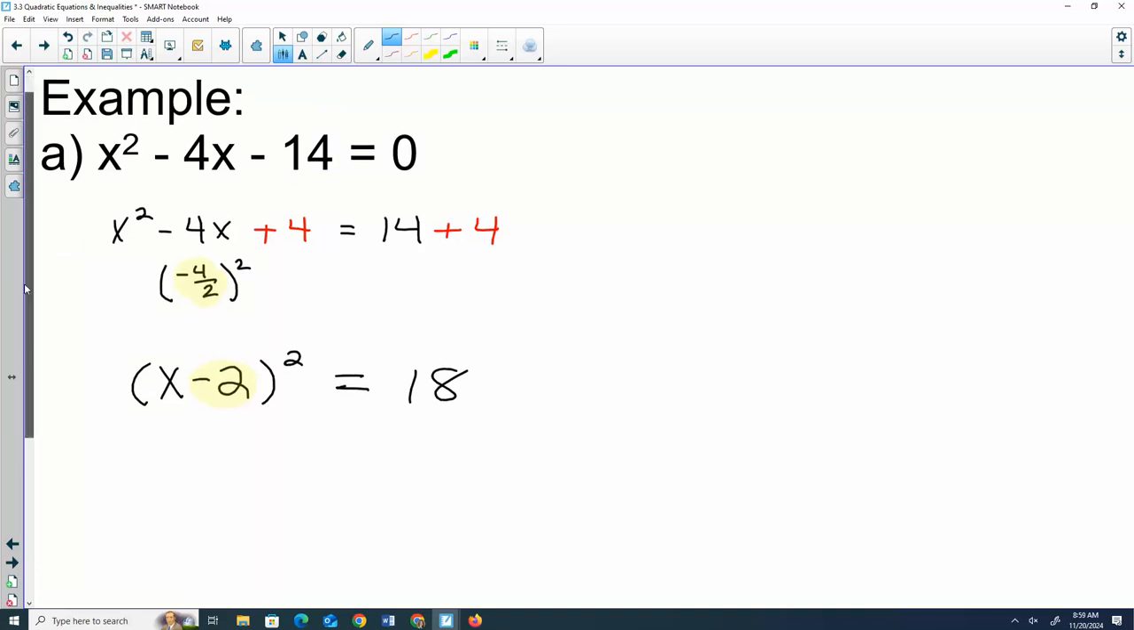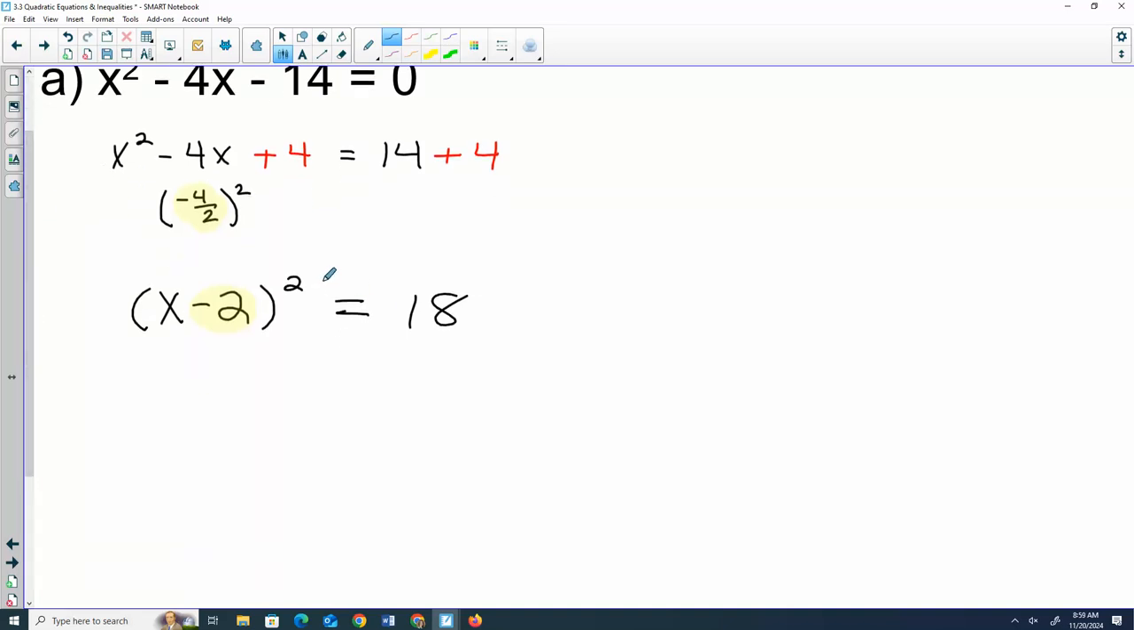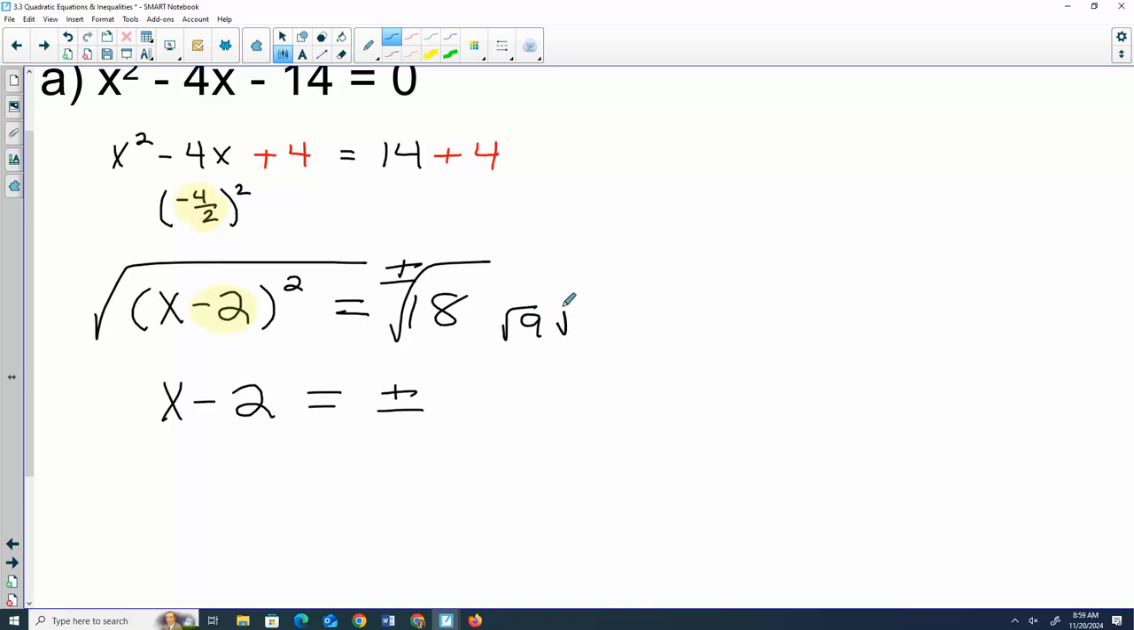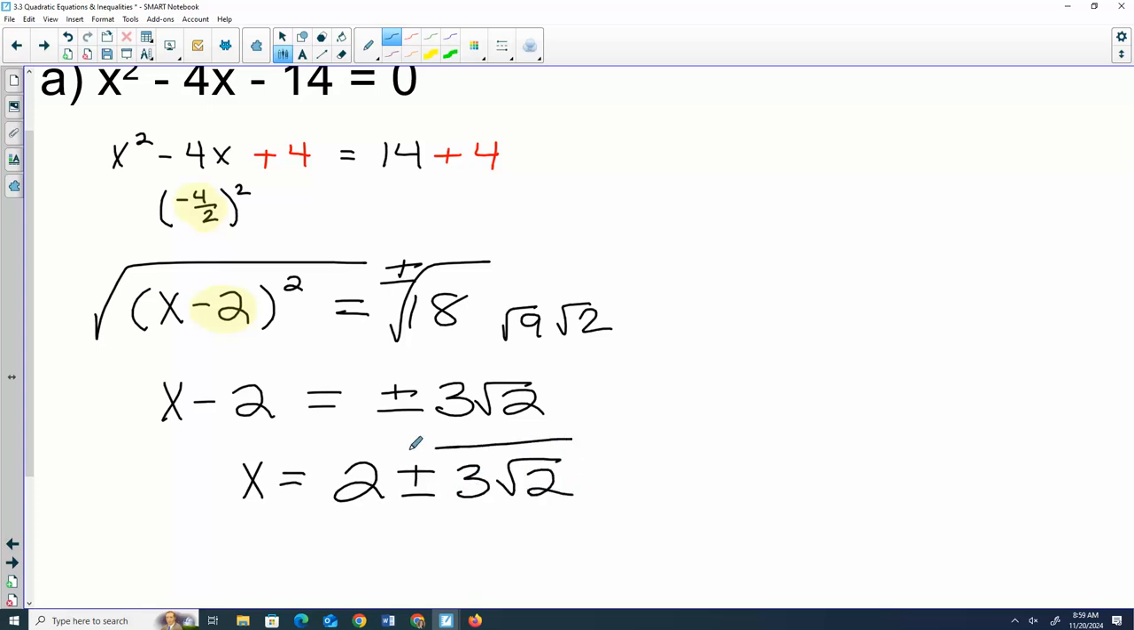Now this is a problem that I might have given you yesterday. How could we solve for x? So if we take the square root, with that we have to do plus and minus. x minus 2 equals plus and minus the square root of 18. We can break 18 into 9 and 2, so that would be plus and minus 3 radical 2. And so then to get x by itself, we add over the 2. So x equals 2 plus or minus 3 radical 2.